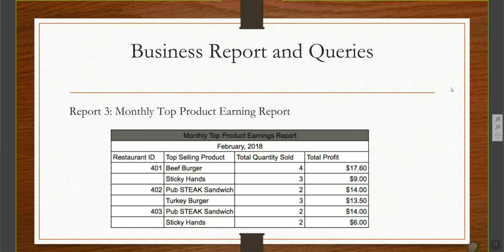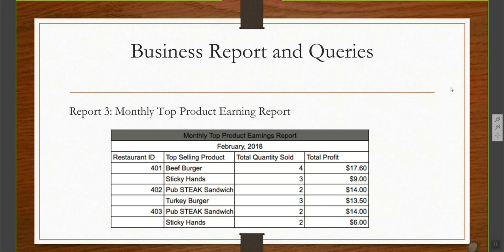Let's move to report 3. Report 3 is our monthly top product earnings report. This business report helps identify our top-selling products at each restaurant location and the quantity sold, and this information is ordered by the total profits. We wanted to generate a monthly report that would highlight our most popular profit-generating products in order to strengthen our marketing and promotional efforts.